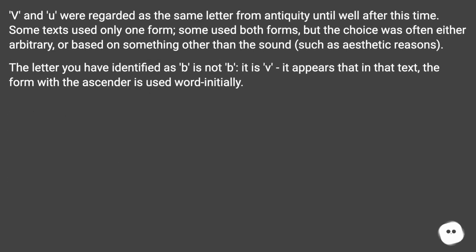V and U were regarded as the same letter from antiquity until well after this time. Some texts used only one form, some used both forms, but the choice was often either arbitrary, or based on something other than the sound, such as aesthetic reasons. The letter you have identified as B is not B, it is V. It appears that in that text, the form with the ascender is used word initially.